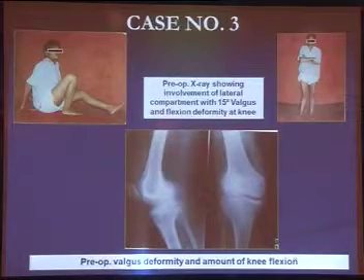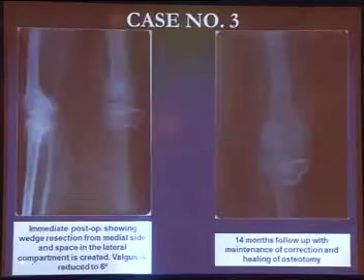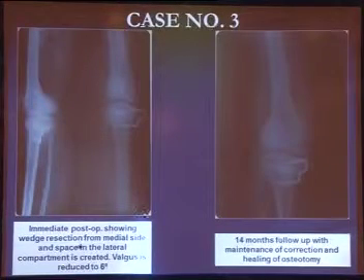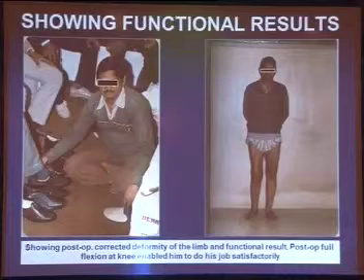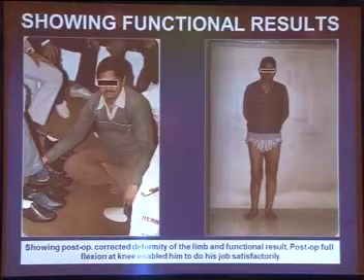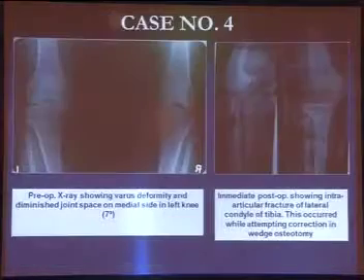This is showing the involvement of the lateral compartment with the 15 degrees of valgus and the flexion deformity at knee. Immediate post-op showing the wedge resection from medial side and space in the lateral compartment is created. Valgus is reduced to 6 degrees. 14 months follow-up, osteotomy site is healing. Now the patient can squat easily.